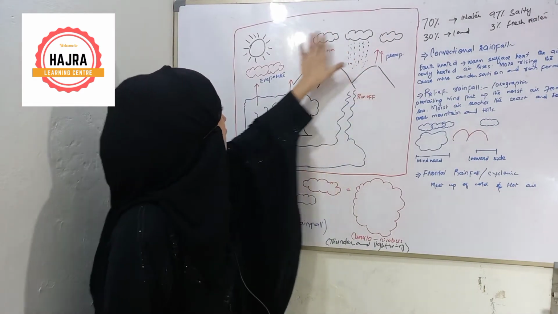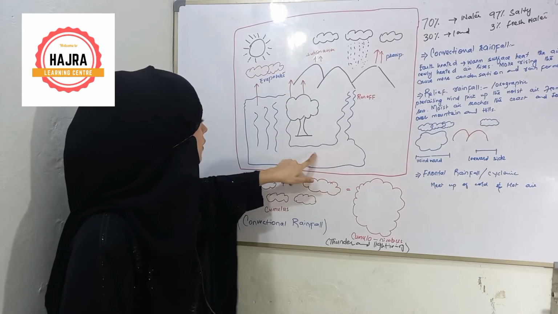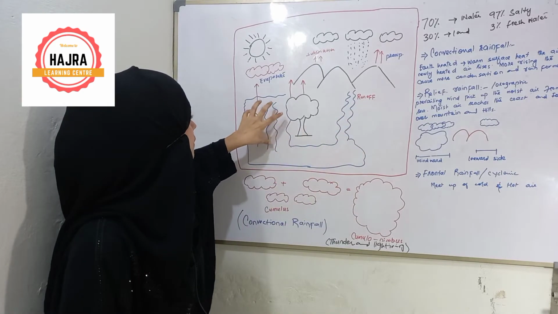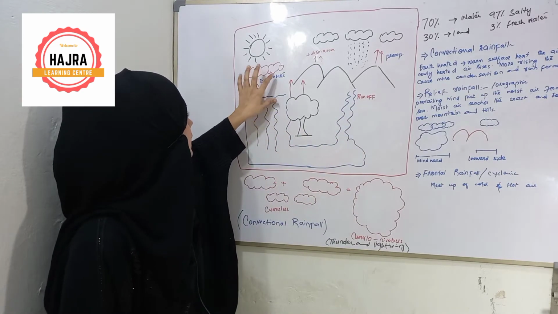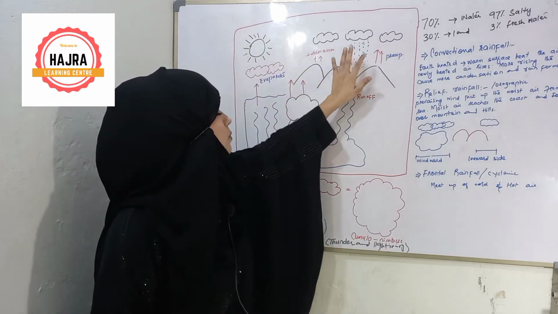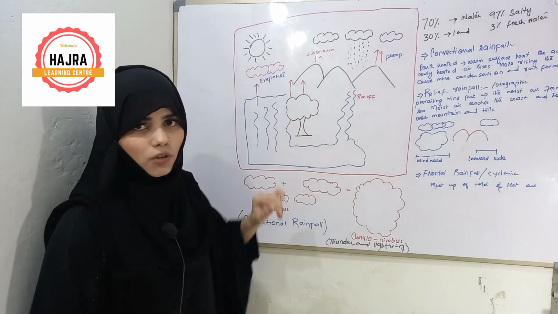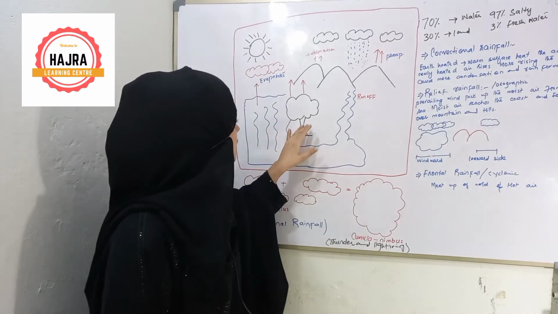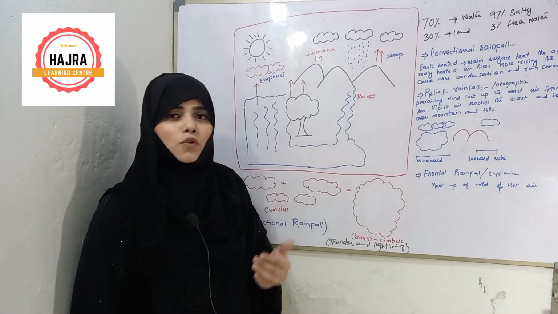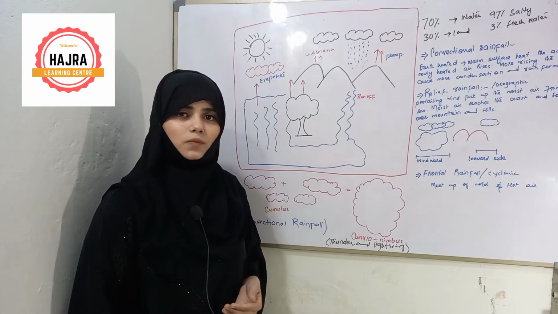Here I have drawn a tree, surface runoff, and this surface runoff water eventually meets the main ocean, clouds, ocean and mountain and precipitation. So we were talking about transpiration. In transpiration, water is removed from the plant body. This process is called transpiration.